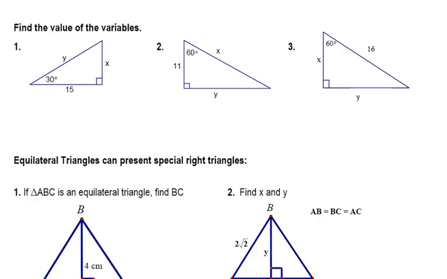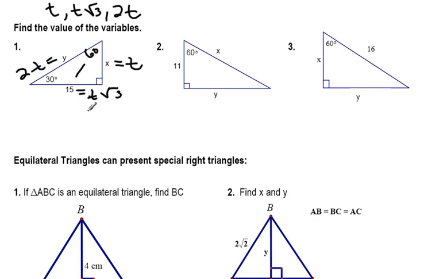Okay, so let's try the first example. Our first step is to label the sides t, t square root of 3, and 2t. The side opposite the 30 is always called t. The side opposite the 60 is always called t square root of 3. And the side opposite the 90 is always called 2t. So remember, our goal is to find the side with the number next to it, and that is the 15.